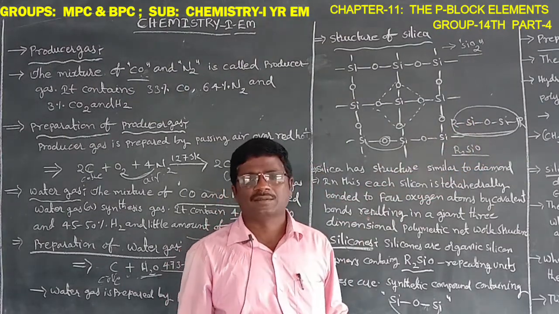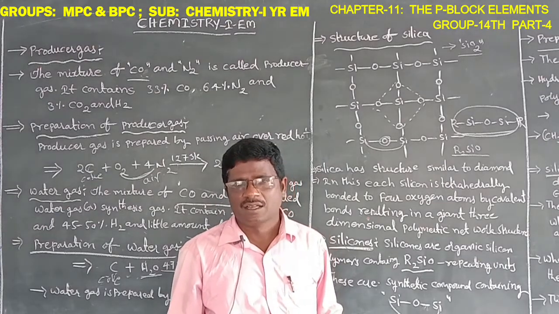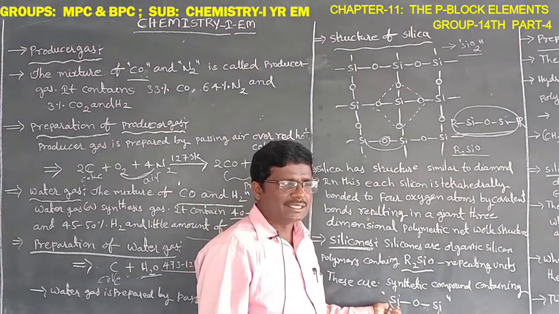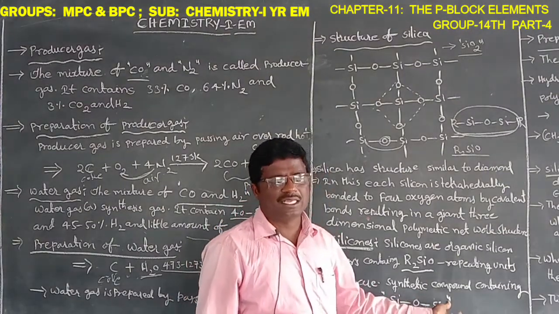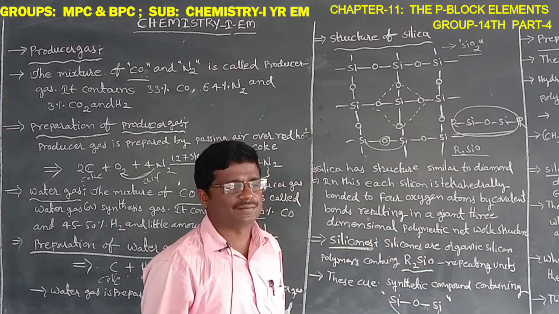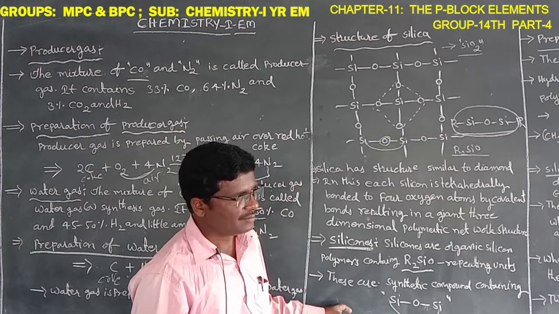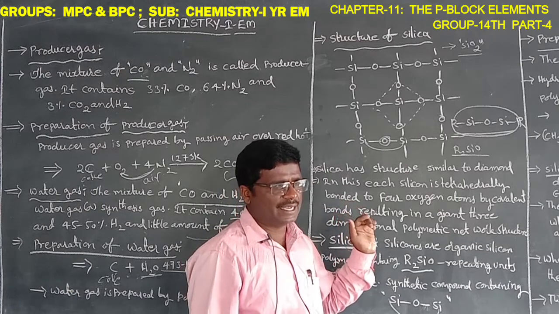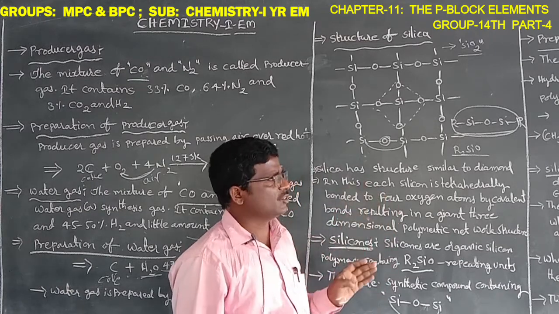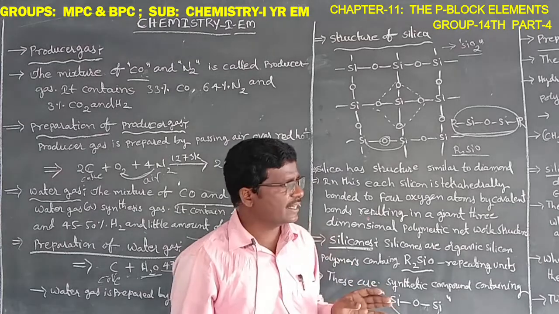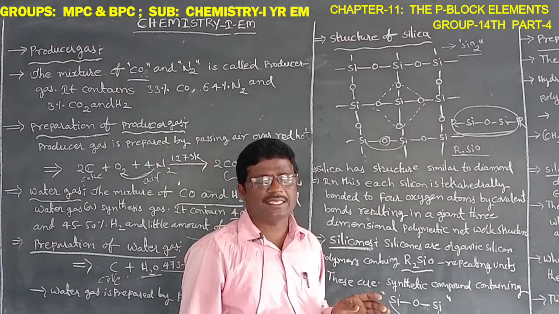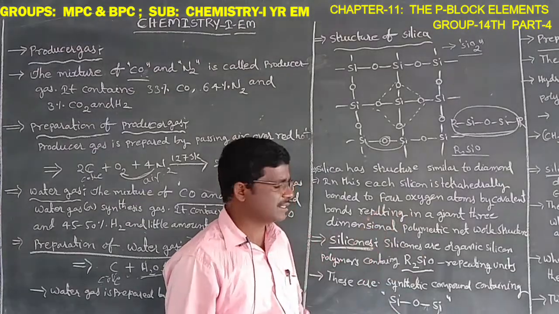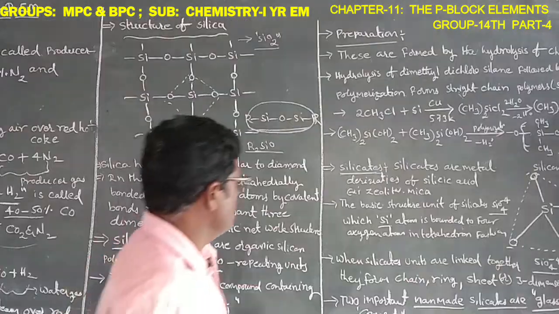They are also known as alkyl organosilanes. These are synthetic compounds consisting of silicon-oxygen bonds, called silicones. Silicones are prepared by treating silicon with chloromethane in the presence of copper at 573 Kelvin, forming dichlorodimethylsilane. When it undergoes hydrolysis, it forms silicone. That is the preparation of silicones.